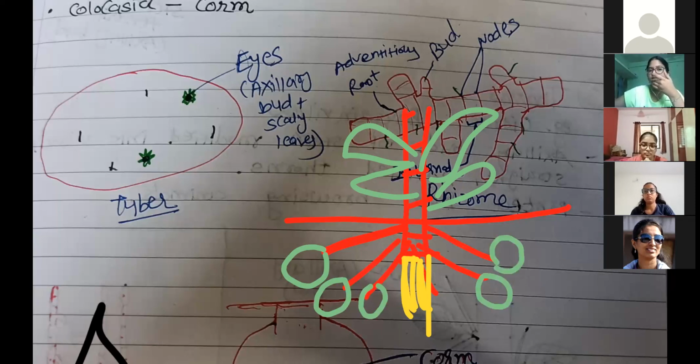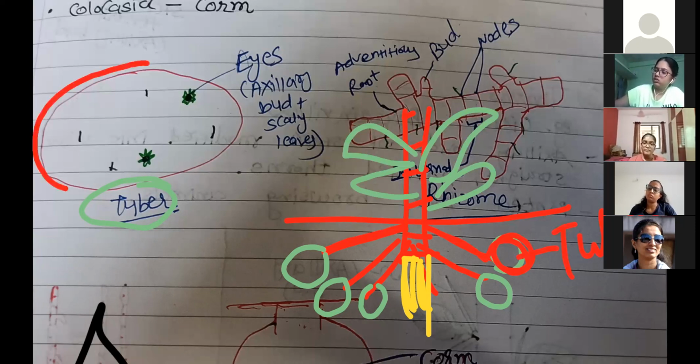Right? It has a specialized name, not a scientific name, that we call tuber. Actually, it's a stem branch, but after storing the food, the tip part becomes swollen, a fleshy structure. And that fleshy structure we call tuber. When we see the structure of the tuber, over here is the tuber structure.